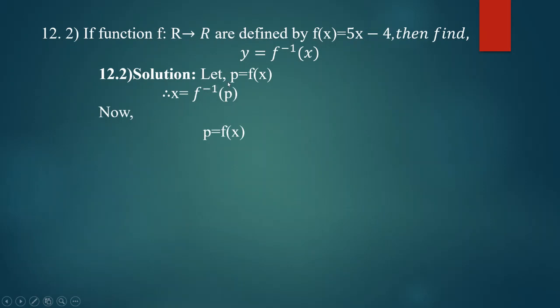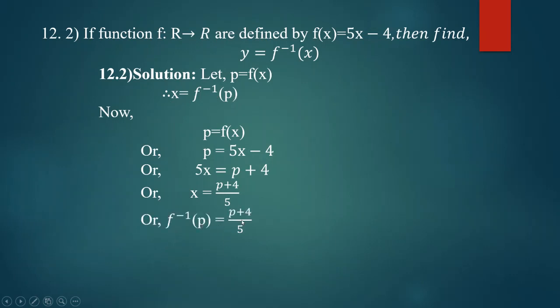Now our supposition is p equal to f of x and f of x equal to 5x minus 4. Now changing side, 5x equal to p plus 4. Now dividing on both sides by 5, we get x equal to (p plus 4) by 5. Now x equal to f inverse p, so f inverse p equal to (p plus 4) by 5. Now placing x in place of p, we get f inverse x equal to (x plus 4) by 5. This is f inverse x. So therefore, y equal to f inverse x equal to (x plus 4) by 5.